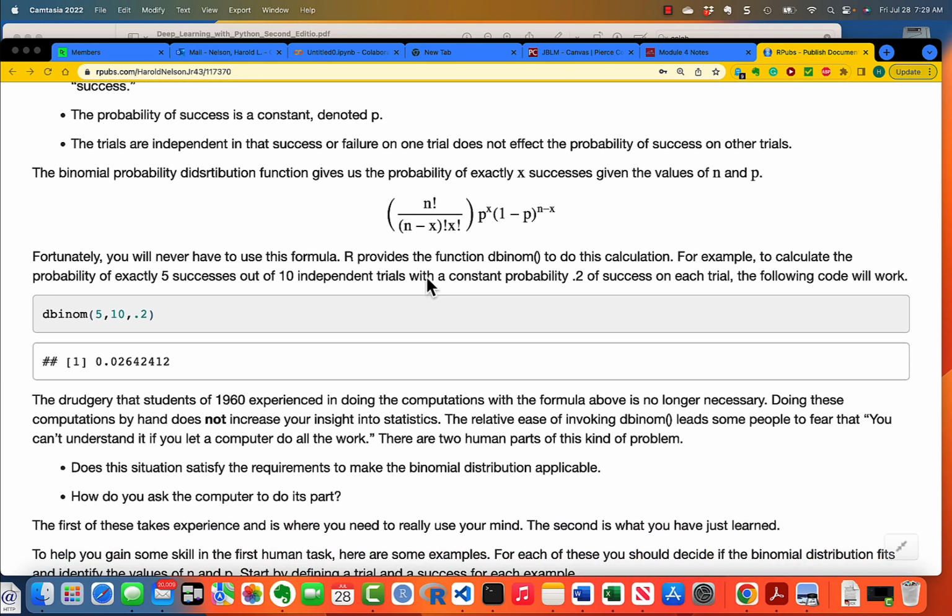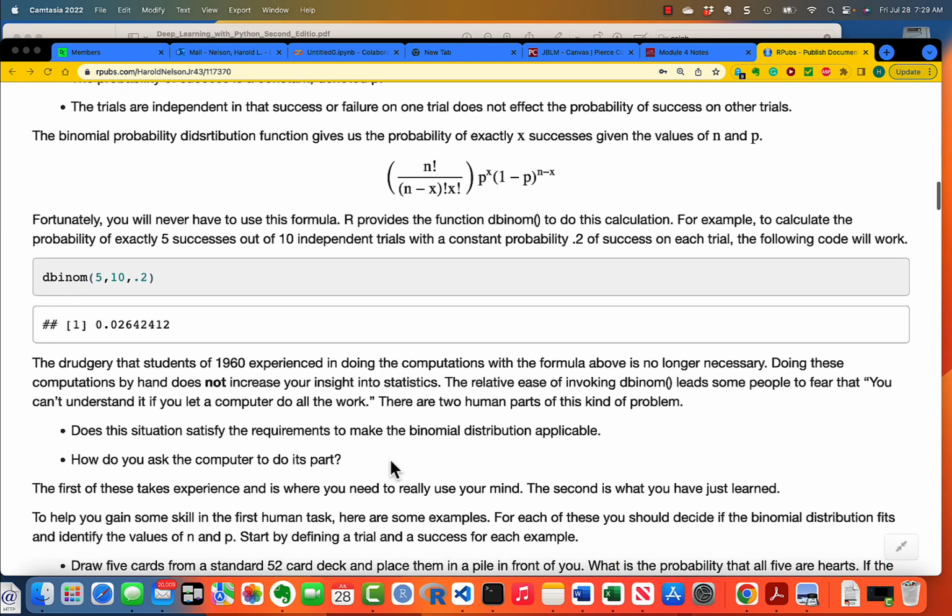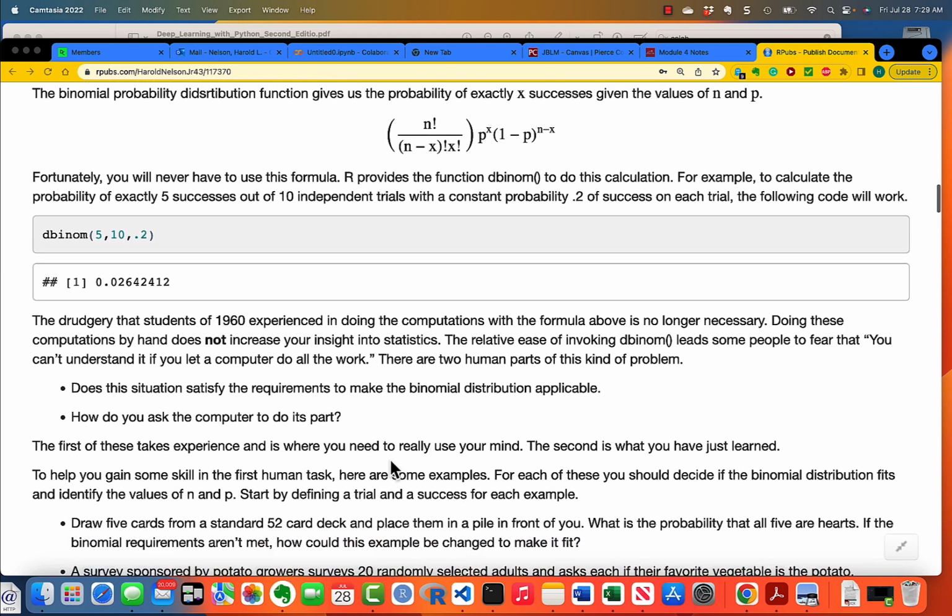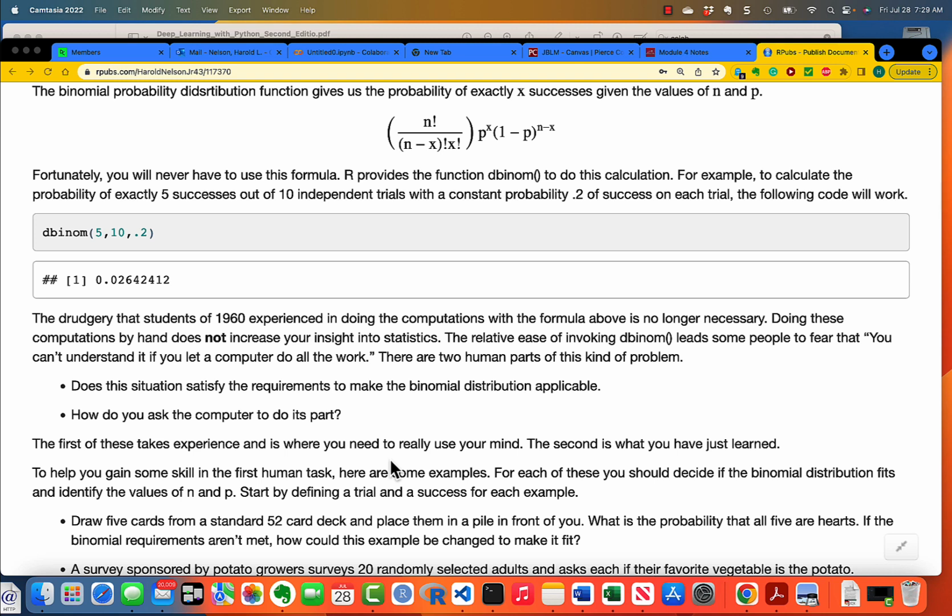There is a way to do it, but nobody knows how to do it anymore since every simple calculator has a square root key. The human work that you have to focus on is how to look at a situation and decide whether or not the binomial distribution is appropriate for that situation. That is the human's task.